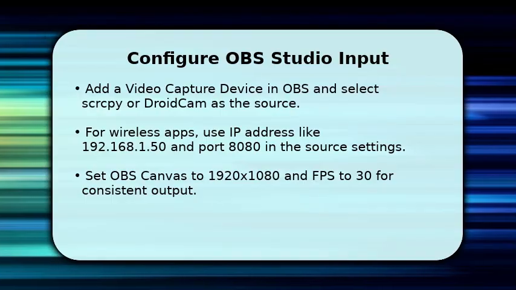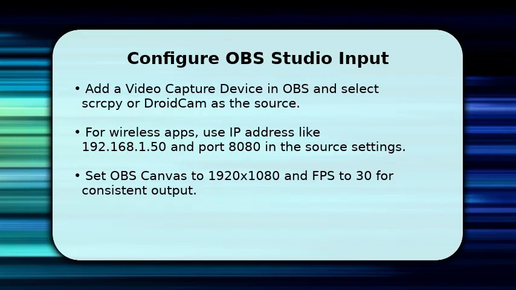Open OBS Studio and create a new scene for your Android feed. Next, click Add and choose Video Capture Device or NDI source if using NDI. Then select SCRCPY, Droid Cam, or the virtual camera device provided by your app.